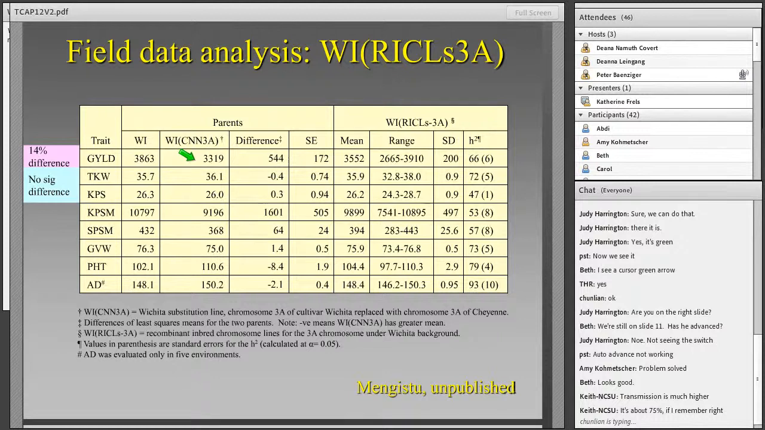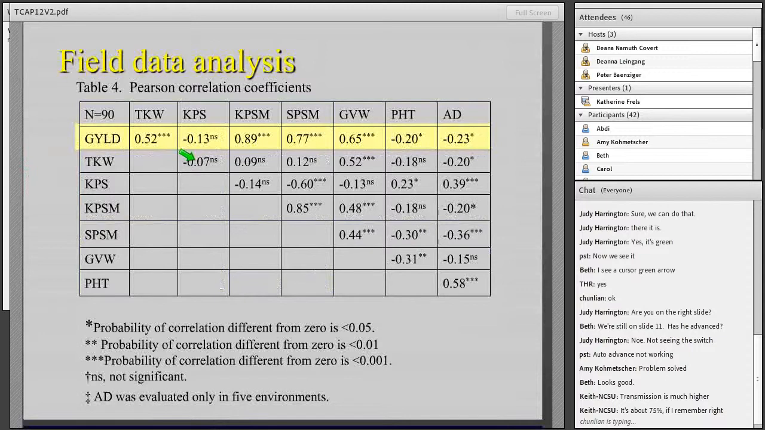In every experiment we've ever compared the substitution lines, we've always found that Cheyenne Wichita 3A is lower yielding than Wichita. Wichita or Cheyenne Wichita 3A is always higher yielding than Cheyenne. That's quite remarkable when you think of the environmental variation we have and the relatively small differences we're looking at in these things. We've done all of the same types of things, and this paper we hope will be published shortly. We've just submitted the revision.